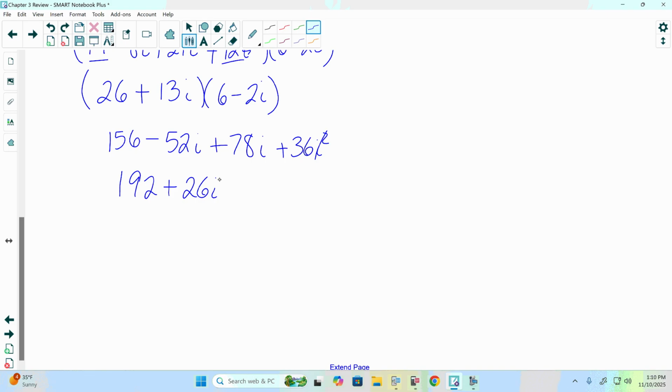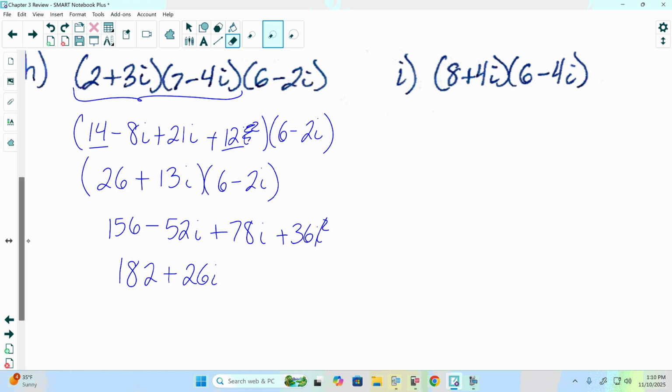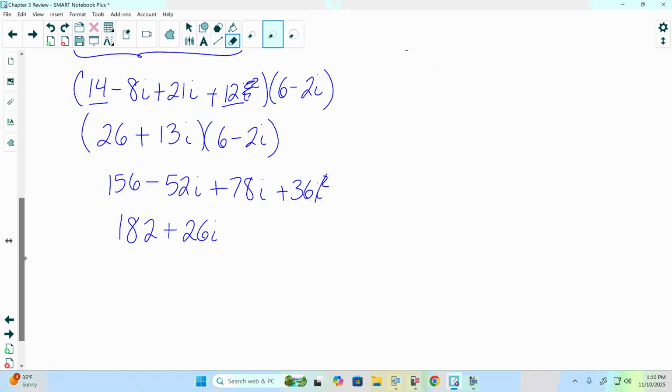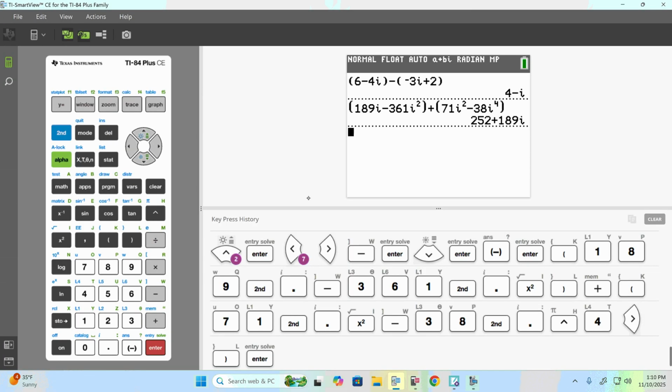Nope, that's not right. That should be, I think, 182. Yep, because I got it off here. 6 and 6, 6. 2. Negative 26. Because 13 times 2 is 26, not 36. Giving us this here.